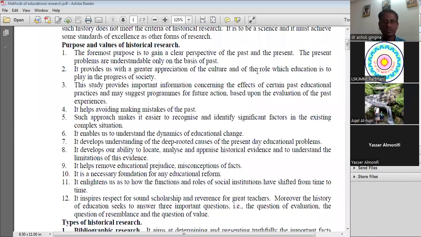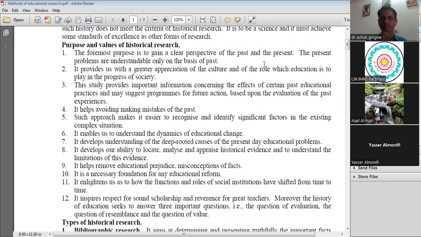And at which time does a researcher use the historical research method? What is the purpose of historical research methods? Generally, which types of research area do you have to select in your research process? As far as your research area is concerned, you have to select the suitable research method.